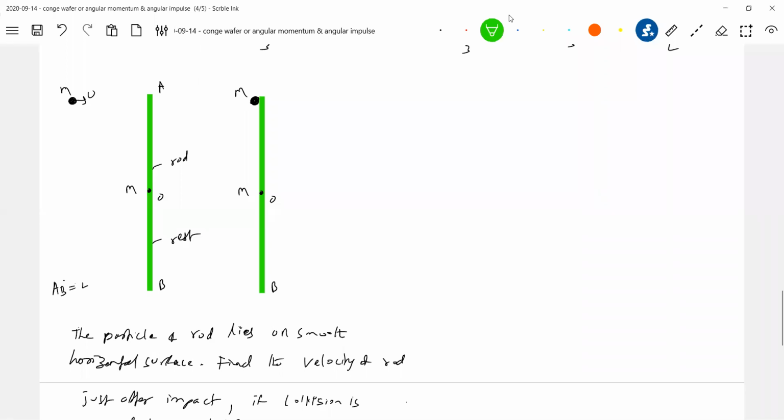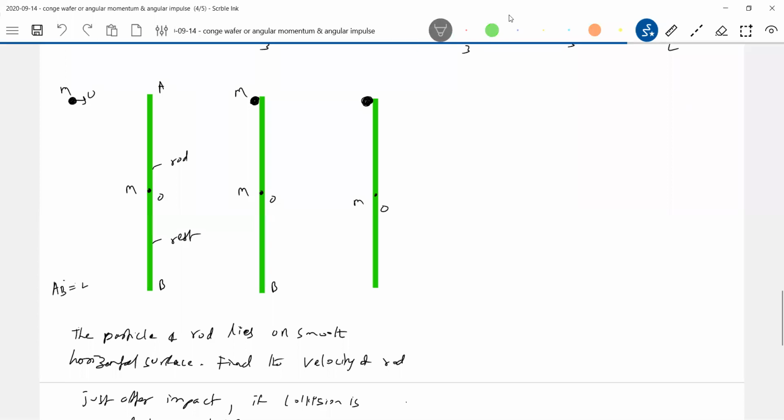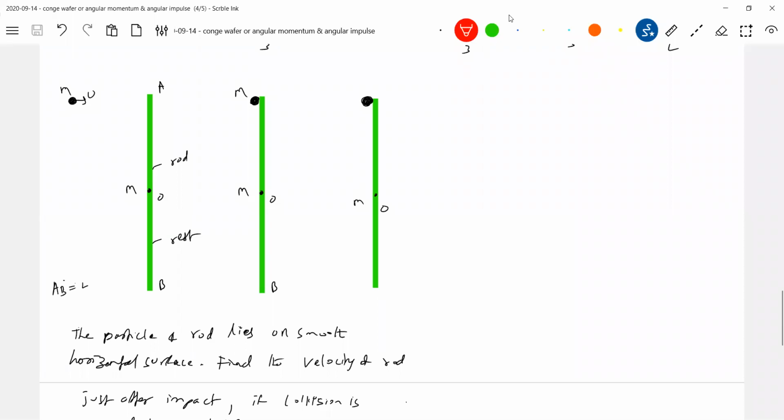And now the very first question comes: about what point should the angular momentum be conserved, because that is a core idea, no? What point should I pick up? About what point will the rod plus particle rotate? Will it rotate about any point? No, it will rotate about the center of mass of the system, where the center of mass will come here. Then I should show everything with respect to the center of mass.